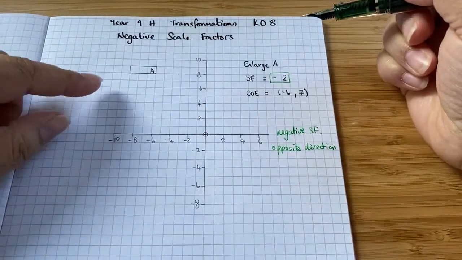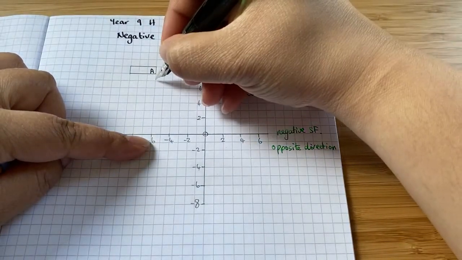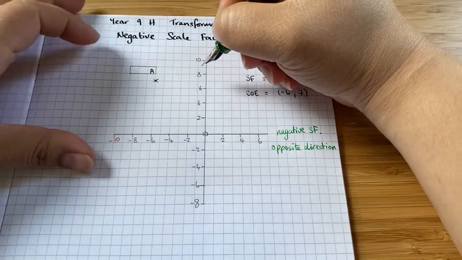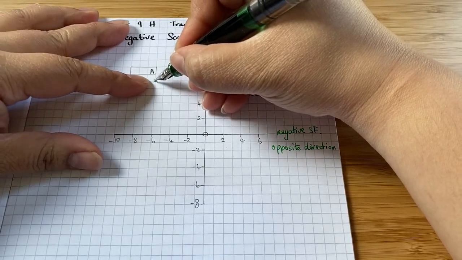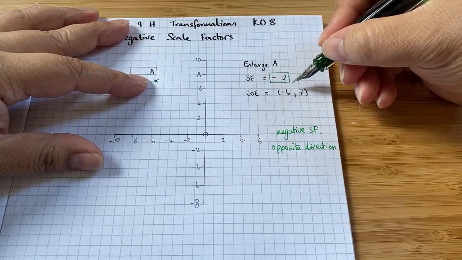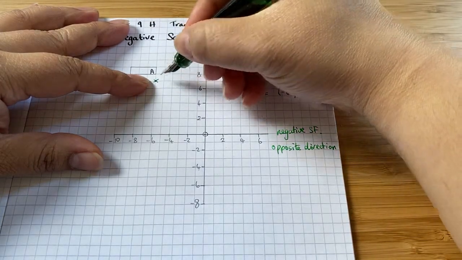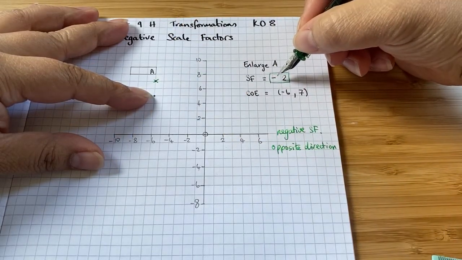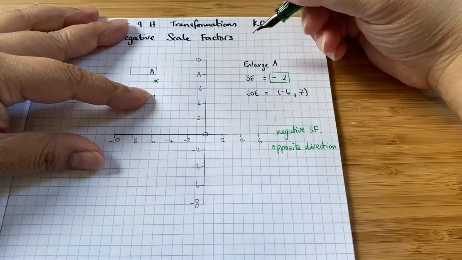Okay, so with this example here, I'm going to plot my center of enlargement first, -6, 7. So this little green X is my center of enlargement. Now I am going to do this first corner, the bottom right of the rectangle. So it's 1 square up. Because my scale factor is -2, I'm going to double that. So instead of 1 square up, it's actually 2 squares, but I'm not going to go up. I'm actually going to go down this time, and my corner is going to end up here. So negative means the opposite direction of where you were originally counting from for your center of enlargement.